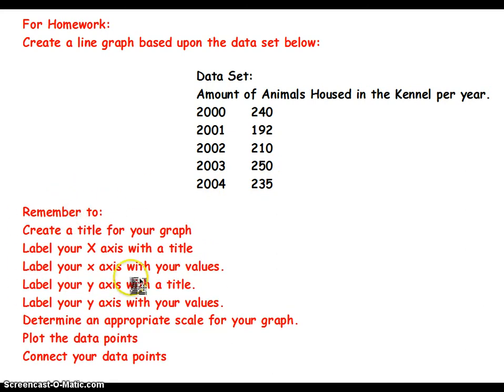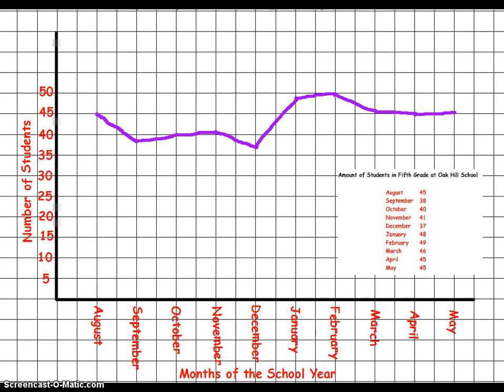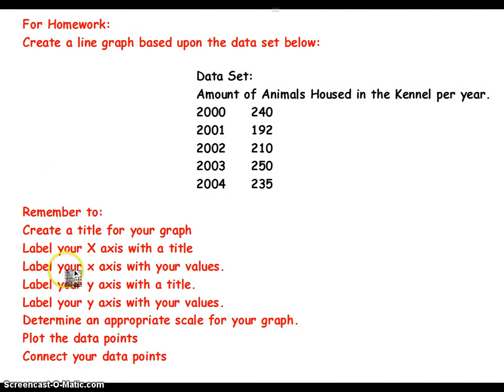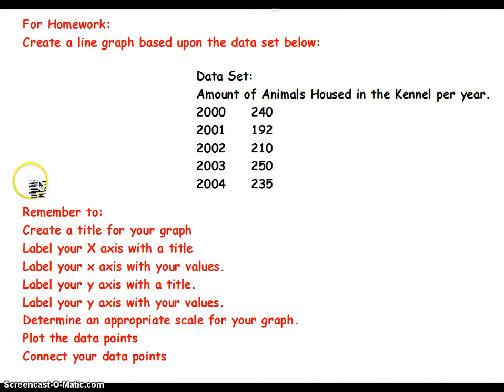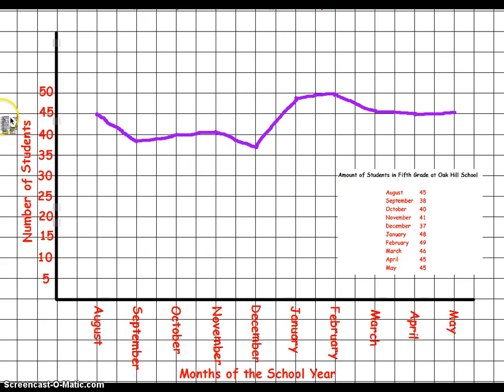So some of the things you need to remember, these are the different things that we're going to be looking for on your completed homework for tonight, is that you have a title for your graph, that you are able to label your x-axis with a title, so that means the x-axis is down here, so that needs to have the title. Here it's months of the school year. What will your x-axis be? You need to label the x-axis with your values. For this one we had the months, August, September, October, November, December, and so on. You need to label your y-axis with the title and your values. So on this one here, we had a title, number of students, and the values were these numbers here.